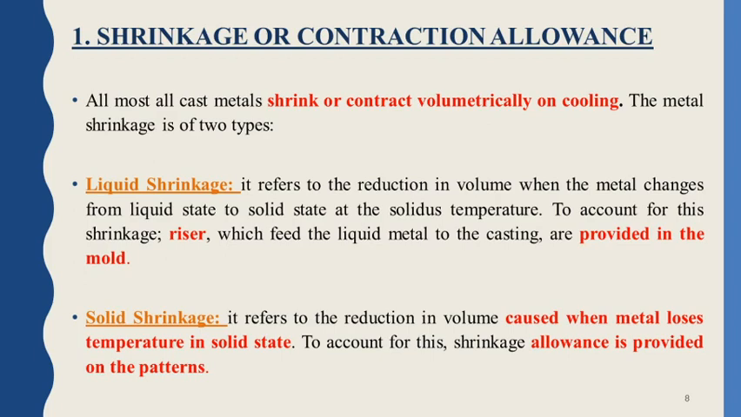In this case, what we are doing is we will make the casting a little larger in size, so that once it is shrinked, or once it is contracting, it will give the exact size which is required for the particular application. So as a part of solid shrinkage, we will make the casting a little bigger in size, sorry, the pattern a little bigger in size, so that once the casting is shrinked, it will get the required size what we require for a particular application.